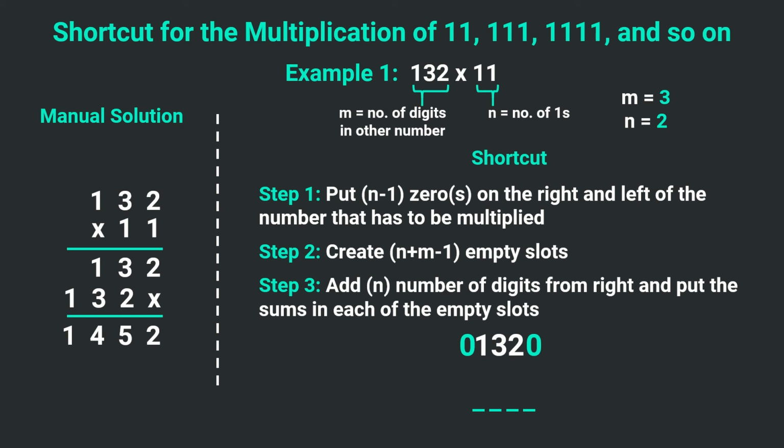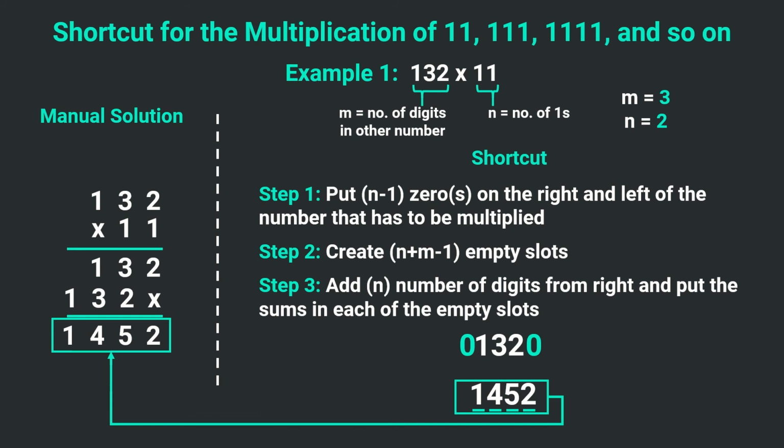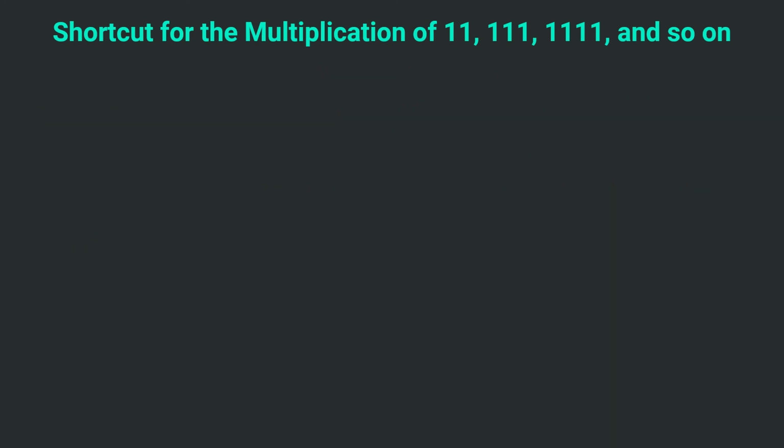The first two numbers from the right are 2 and 0. Their sum is 2, which we put in the first slot. The second pair is 3 and 2. The sum is 5, which we put in the second slot. Then we have 1 and 3. The sum is 4, and we put it in the next empty slot. And then the last pair is 0 and 1, their sum is 1, so we put 1 in the last slot. As you can see, 1452 is the same number that we got through the manual calculation.